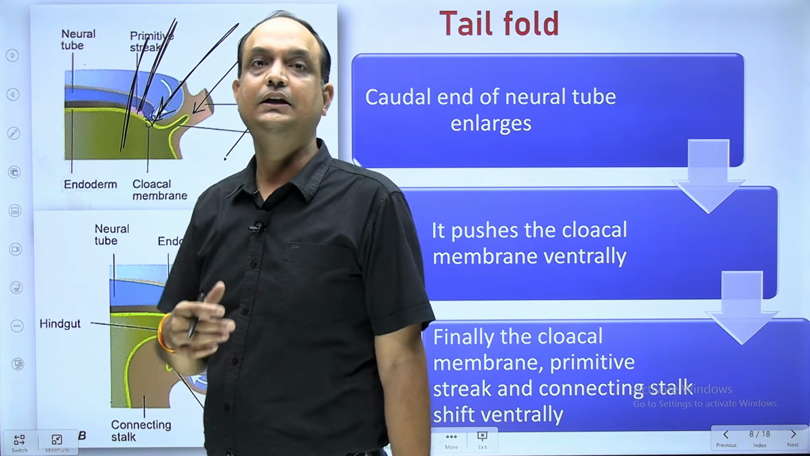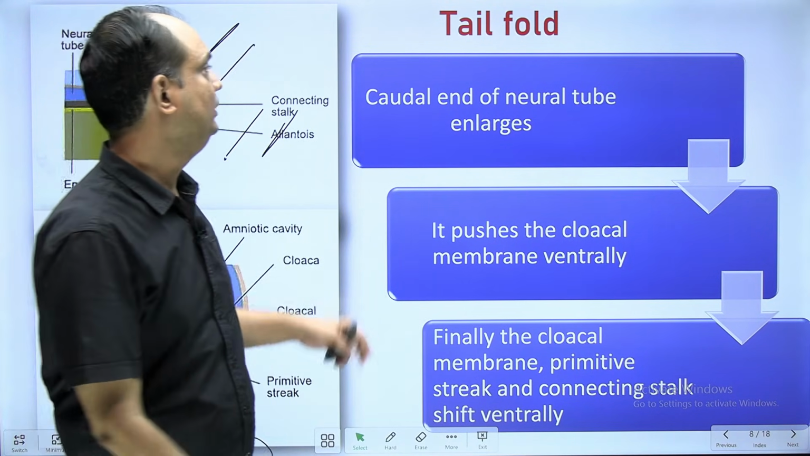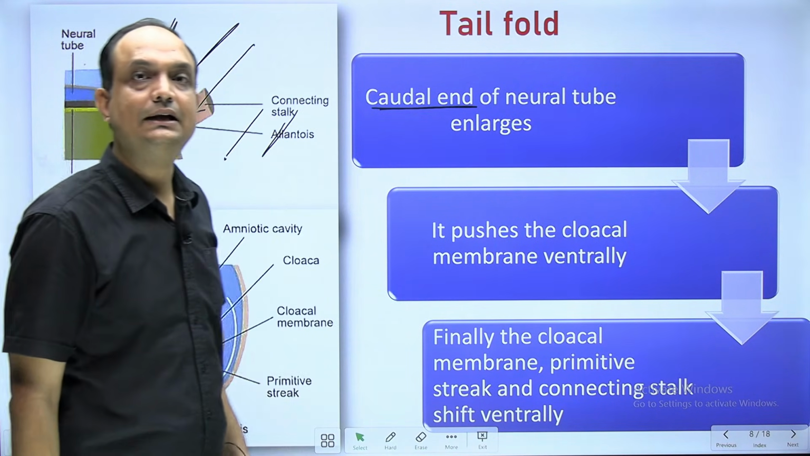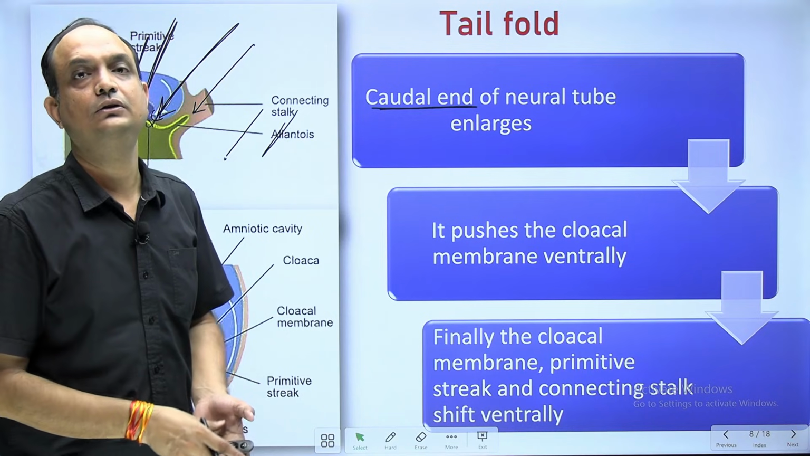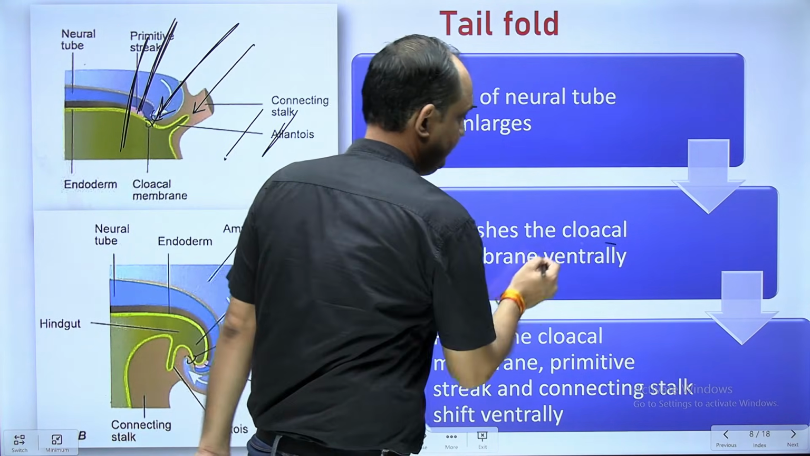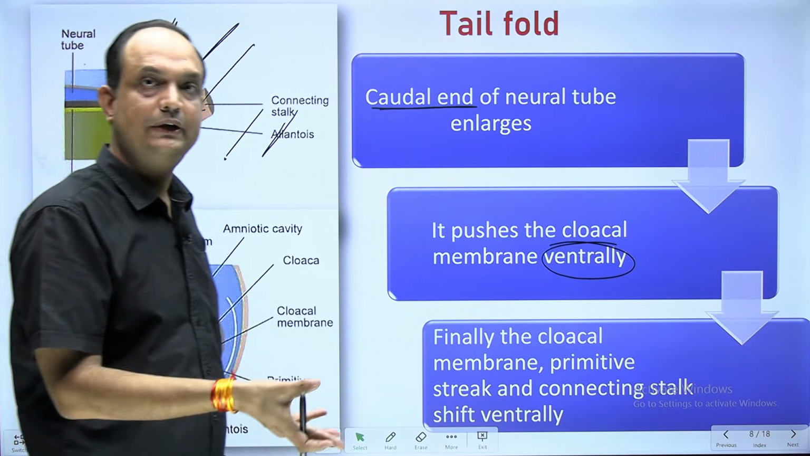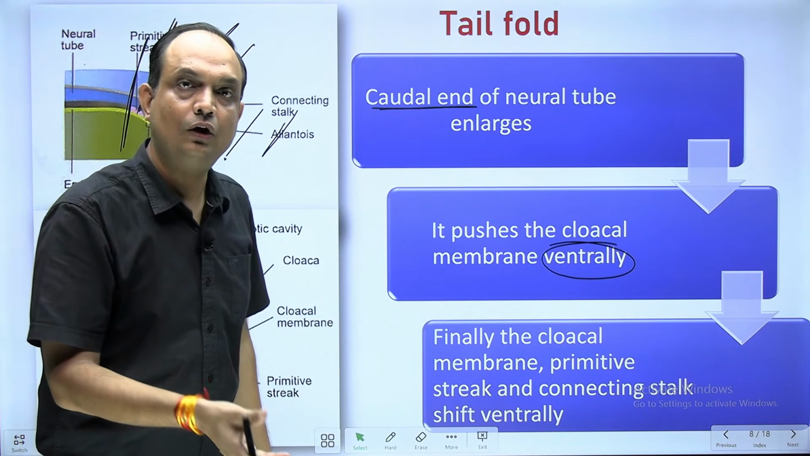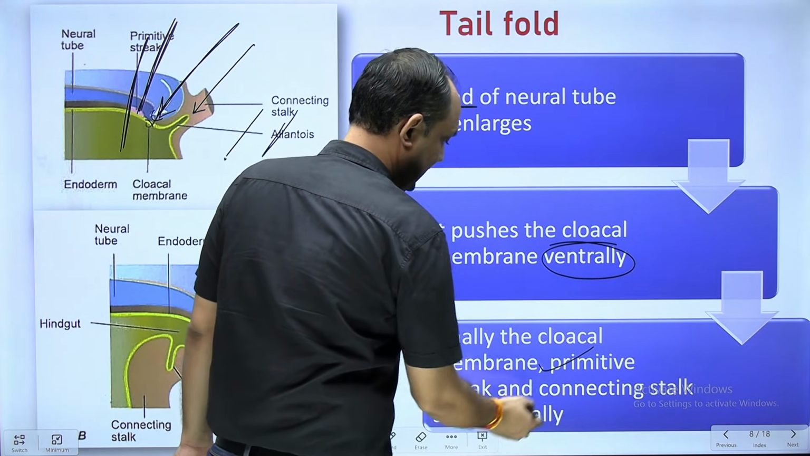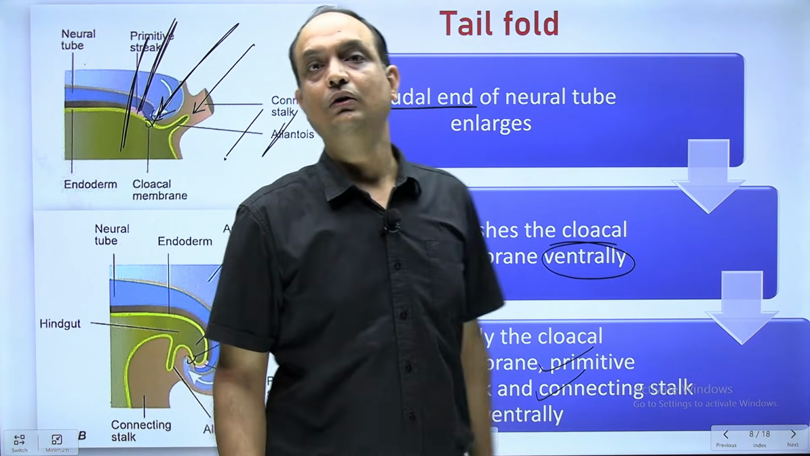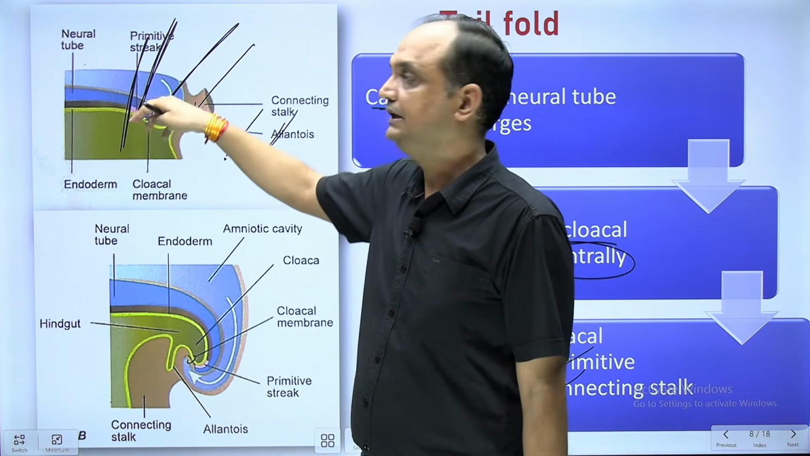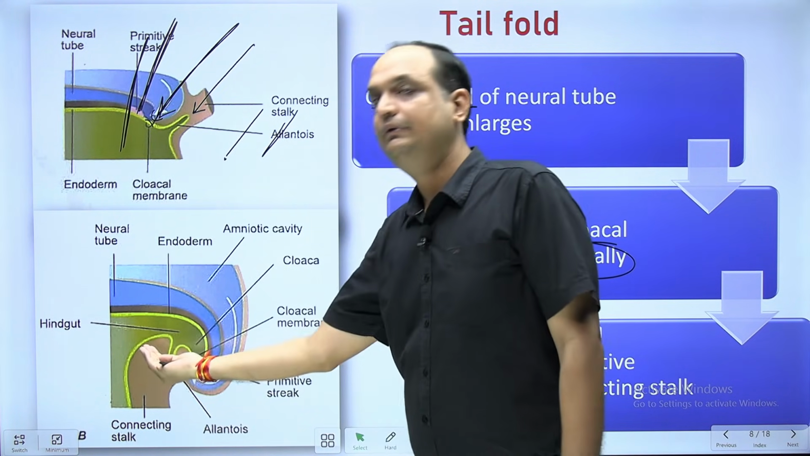So what is the initiation of the formation of the tail fold? Again, growth occurs at the caudal end of the neural tube, and this growth or enlargement of the caudal end pushes the cloacal membrane ventrally. Now when the cloacal membrane goes ventrally, it takes along with it the primitive streak and connecting stalk. So now in the next step you will realize that it no longer remains flat on the posterior side, it also curves ventrally.